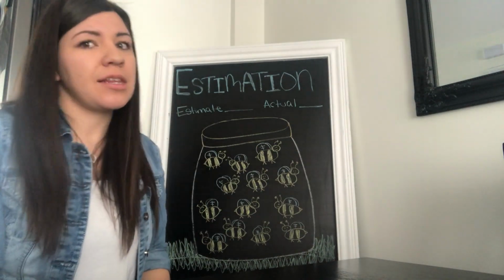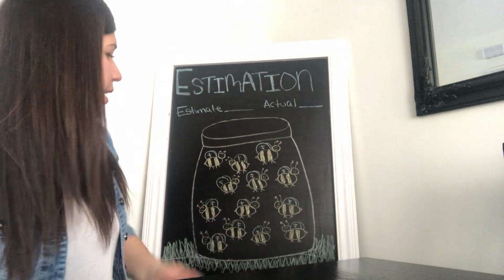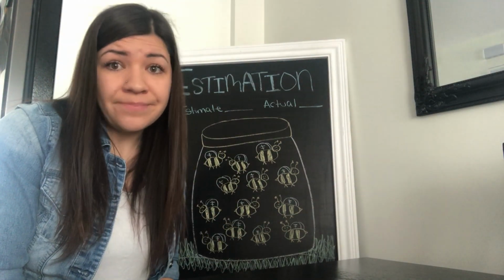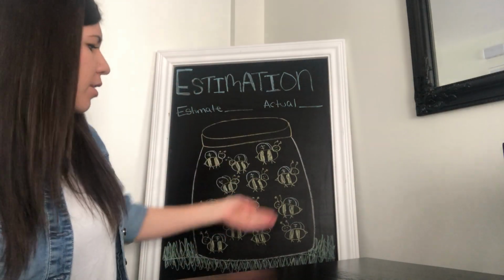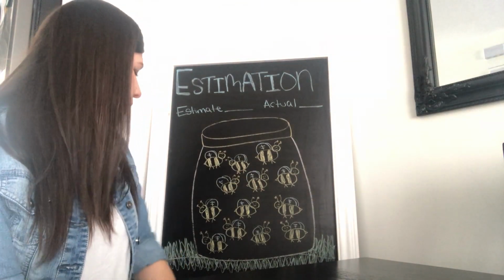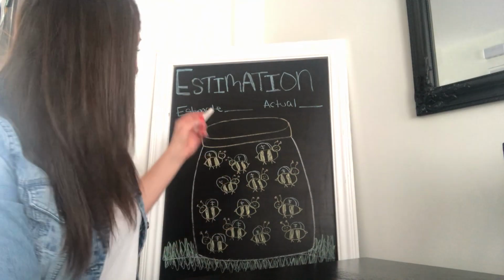I think that estimate's a little bit too high because I don't think we could fit 100 bumblebees in this jar. Do you think there's 2 bumblebees in this jar? That estimate might be a little bit too low because you can see that there's already more than 2, right? So let's take a good estimate, maybe 10? I think that would be a good estimate.